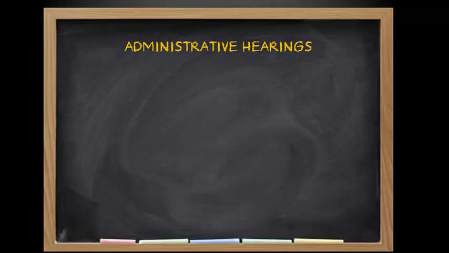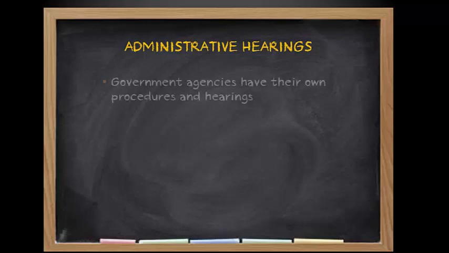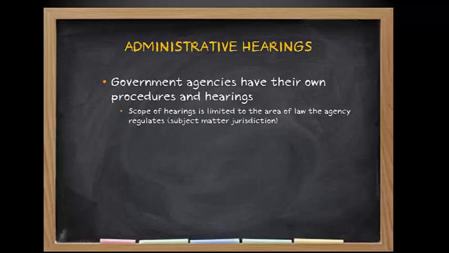Administrative hearings are another way for resolving disputes. Generally, without going into great detail, government agencies have administrative hearings to resolve issues within the scope of the authority of a particular government agency, so that the subject matter jurisdiction of these administrative law hearings is limited. That's both federal and state agencies.